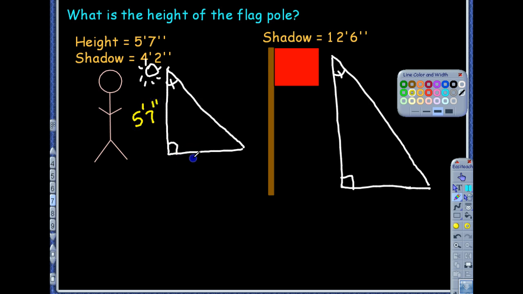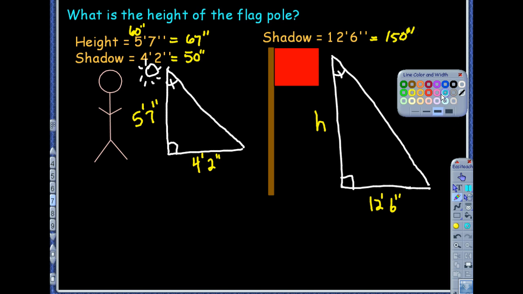Well, one thing I notice is I've got feet and inches within heights, shadows, and everything. And so we're probably going to want to convert that so they're all inches, because I can't really cross multiply with feet and inches. So the person's height, our beautiful person's height, is 67 inches. And I get that by taking 5 feet, there's 12 inches in a foot, so 5 times 12 gives me 60, and add the extra 7, so 67. The shadow is going to be 50 inches. And the shadow of the flagpole is going to be 150 inches.